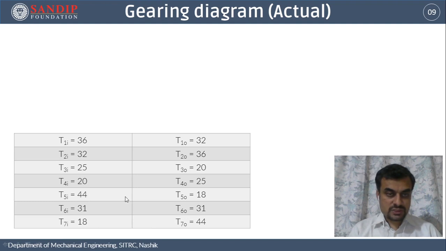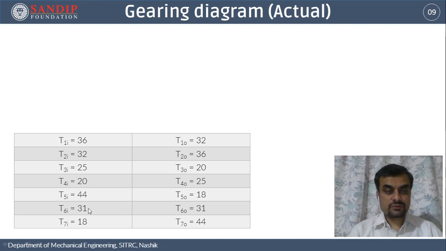If you observe, the sum of number of teeth on a gear pair in the third stage is 44 plus 18, which is 62. Here also it is 18 plus 44, so 62. Now if you assume T6I and T6O as 18, then the sum of number of teeth is 18 plus 18, 36. So it violates the second guideline.